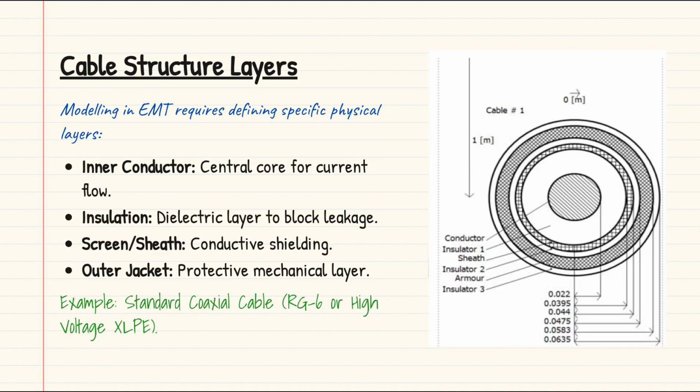So you can see on the right side the cable structure, which is a coaxial cable structure. In the center, you can see my cursor, this conductor. This conductor can carry currents, as you already know. And next one is insulation, and next one is the screen wire, and again insulation, and again armor, and insulation. So these are the coaxial cable structure. The inner conductor carries the current, and the insulation is a dielectric layer to block leakage. The screen and sheath are conductive shielding, and the outer jacket is a protective mechanical layer.